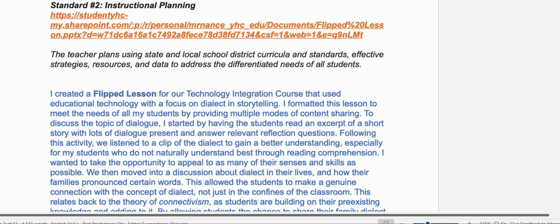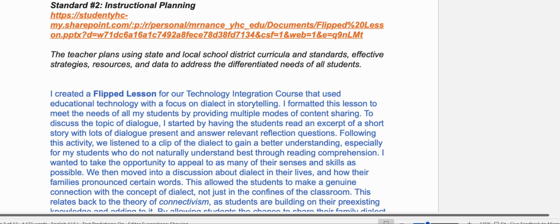We then moved into a discussion about dialect in their lives and how their families produced certain words. This allowed the students to make a genuine connection with the concept of dialect, not just in the confines of the classroom. This relates back to the theory of connectivism as students are building on their pre-existing knowledge and adding to it. And so she continues.